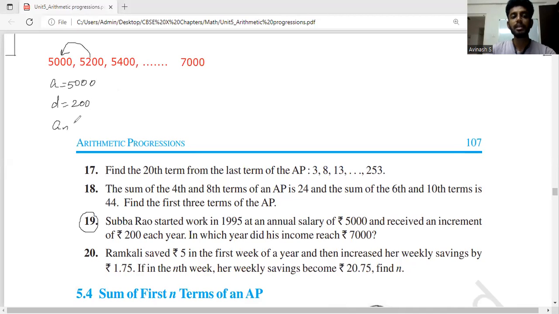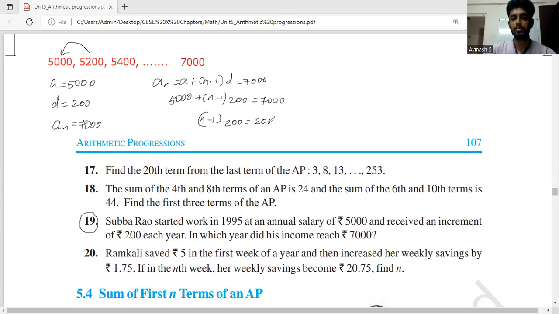And also we take the 7,000 as the nth term and we are supposed to find the value of n. So we know the formula for an is a plus n minus 1 into d, which is equal to 7,000. The value of a is 5,000 plus n minus 1 into d, the value of d is 200, which is equal to 7,000. Now, n minus 1 times 200 will be 2,000, as the 5,000 goes to the other side and gets subtracted. So, n minus 1 equals 2,000 divided by 200. So, we get 10. So, n equals 11 because that minus 1 goes to the other side.